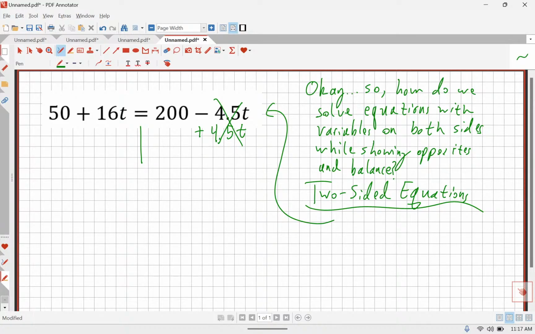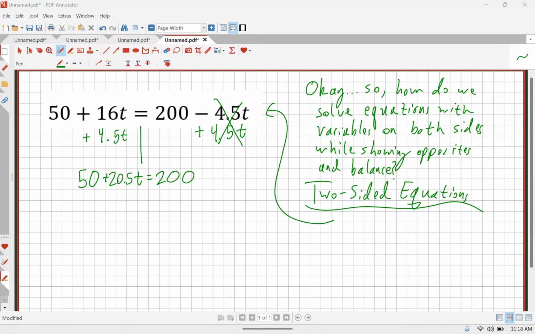I'm glad we're talking. Does anyone think they have an idea? What do you think I might have to do? Oh, Essie, please. We have to add it to the other side. Do you think I put it with the 50 or the 16t? Beautiful, Essie. So we're going to add 4.5t to 16t because they both have a t and I can combine them. And that says 50 plus 20.5t equals 200. That is a two-step equation, and we're awesome at those. So awesome, in fact, I think you guys can take it from here. Teach!